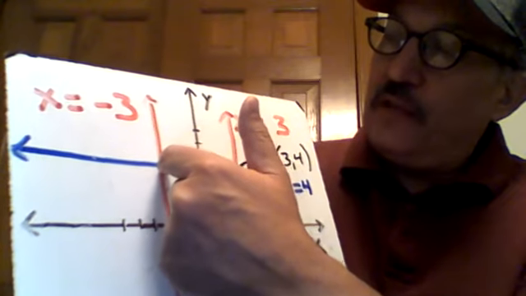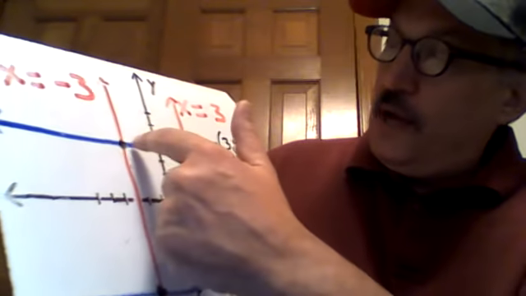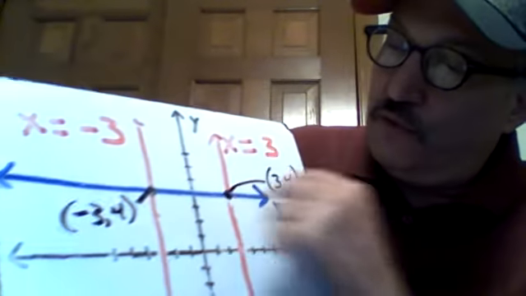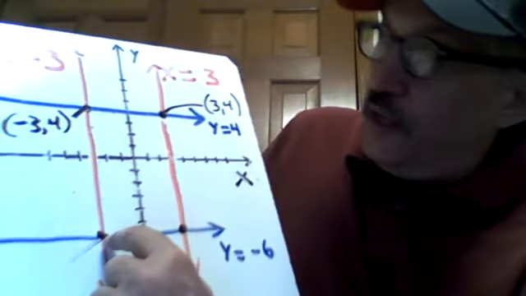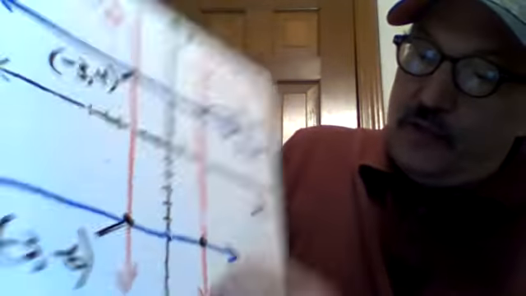This point here is at the intersection of x equals -3 and y equals 4. So this point here is (-3, 4). Okay? The x is -3 from the vertical line. The y is 4 from the horizontal line. And the same for the other ones. This point of intersection here, the x is -3, the y is -6. So this is the point (-3, -6). And then over here, the x is 3, the y is -6. So this point of intersection is (3, -6).